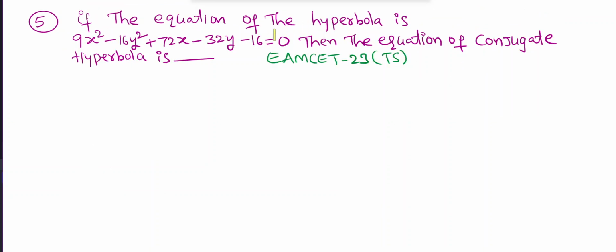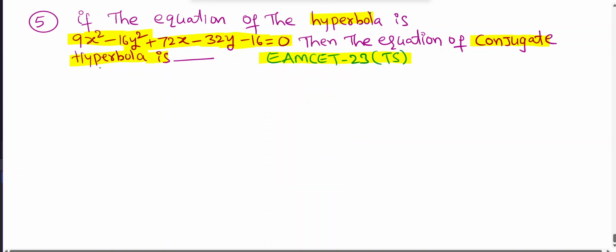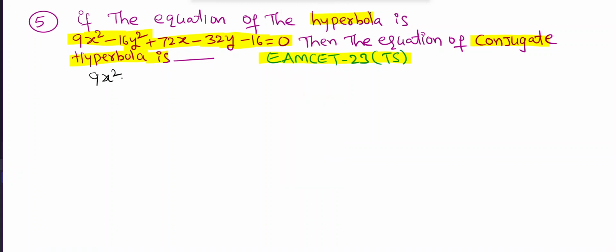This is the fifth question from hyperbola, EAPCET 23 TS. Here is given the equation of the hyperbola is 9x square minus 16y square plus 72x minus 32y minus 16 is equal to 0. Then the equation of the conjugate hyperbola is dash. Given hyperbola is 9x square plus 72x minus 16y square minus 32y is equal to 16. This is the equation of the hyperbola.